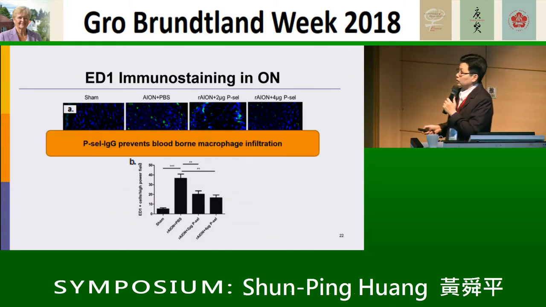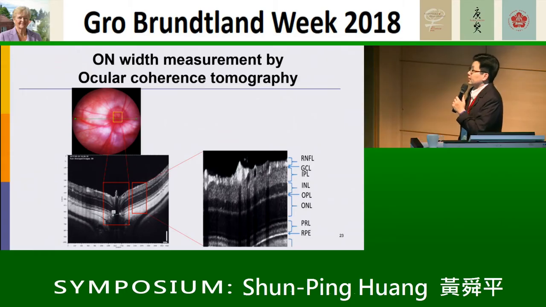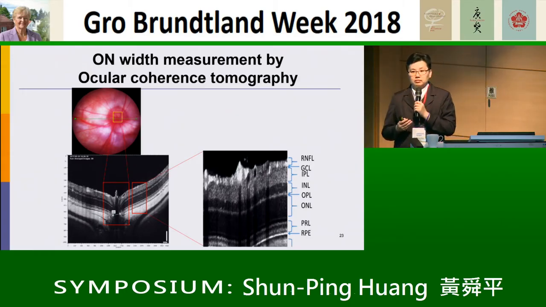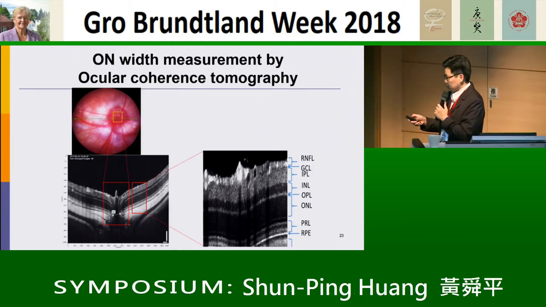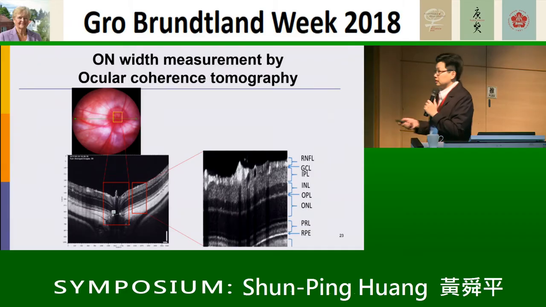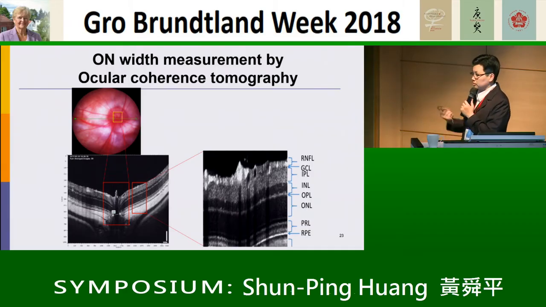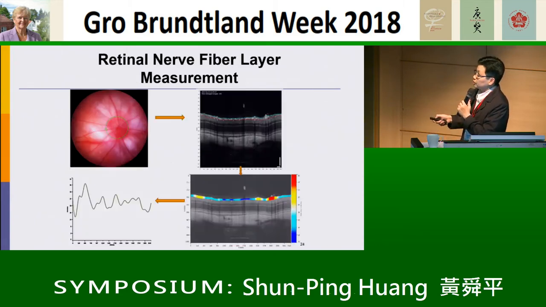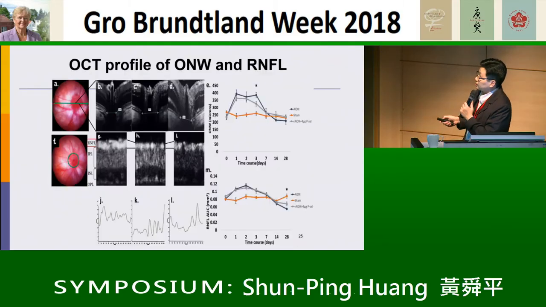We also use another one, optical coherence tomography. The beauty of this is we can use it in live animals, and it will show up like a histology image, so you don't have to sacrifice the animal. Human patients use this for retina imaging too. We use it to see whether the optic nerve disc is swollen or not, and also to measure the retinal nerve fiber layer to see whether the thickness is normal or not. As you can see here, the P-selectin IgG chimera can reduce the edema and also preserve the retinal nerve fiber layer thickness.